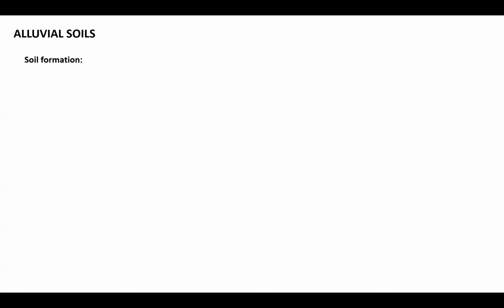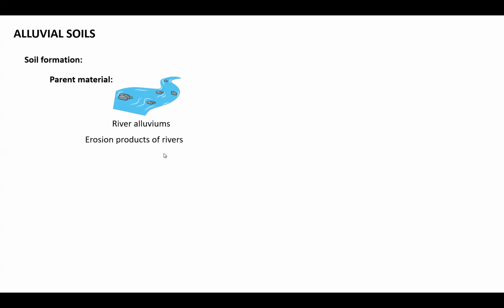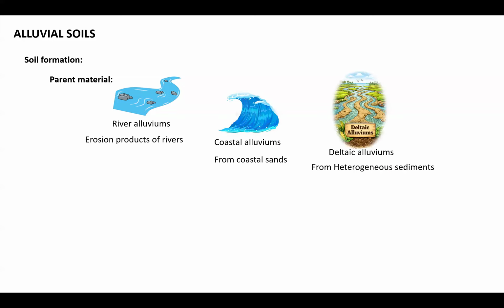So how are these soils formed? These soils are formed from a parent material like river alluviums. Alluviums, like whatever the eroded products brought by the rivers, are called alluvial deposits, followed by the coastal alluviums, that most of the seawater sand or coastal sands are mostly formed by these coastal alluviums, and followed by deltaic alluviums.